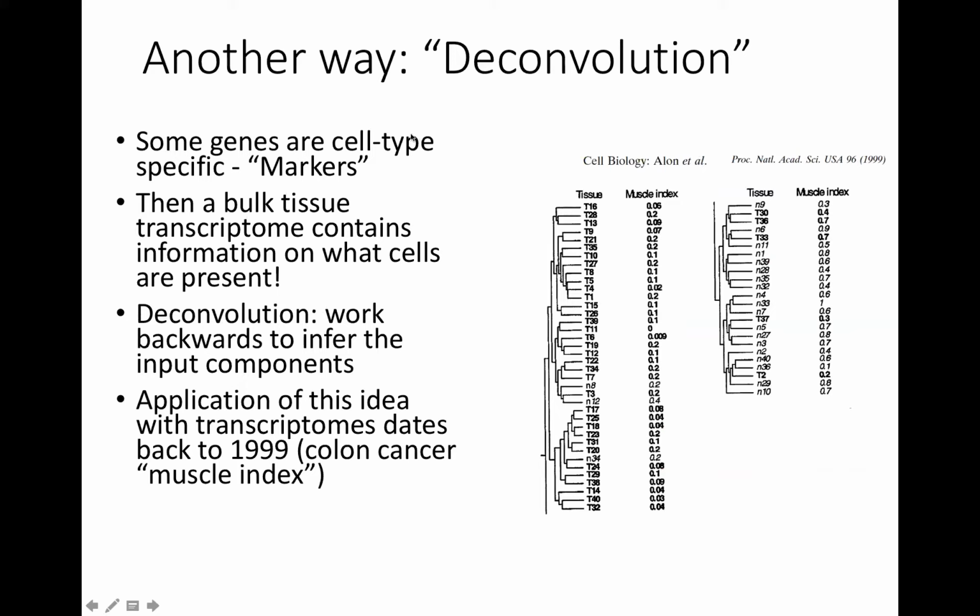And this is based on the idea, and the previous other types of methods also would rely on this, that there are some genes that are at least to some degree cell type specific, so they're markers. In that case, the bulk tissue transcriptome contains information on what cells are present, because the marker might be a readout for how much of a given cell was present in the original sample. So deconvolution refers to working backwards to infer the input components.